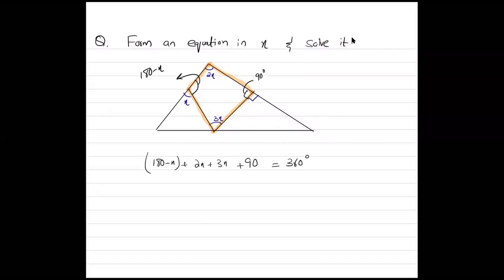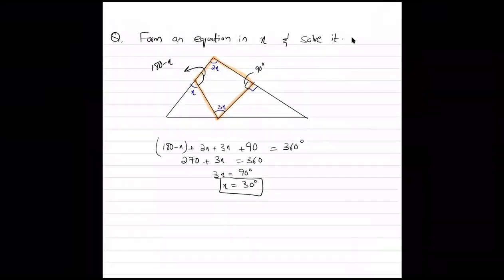So 180 plus 90 is 270. 2x plus 3x, 5x, 5x minus 4x is 3x equals 360. That's 90 degree and x comes out to be 30 degree. ठीक है, अगर कोई क्वेश्चन है इसमें तो प्लीज पूछो, and I'm writing down the other question as well. कोई क्वेश्चन है या उसमें?